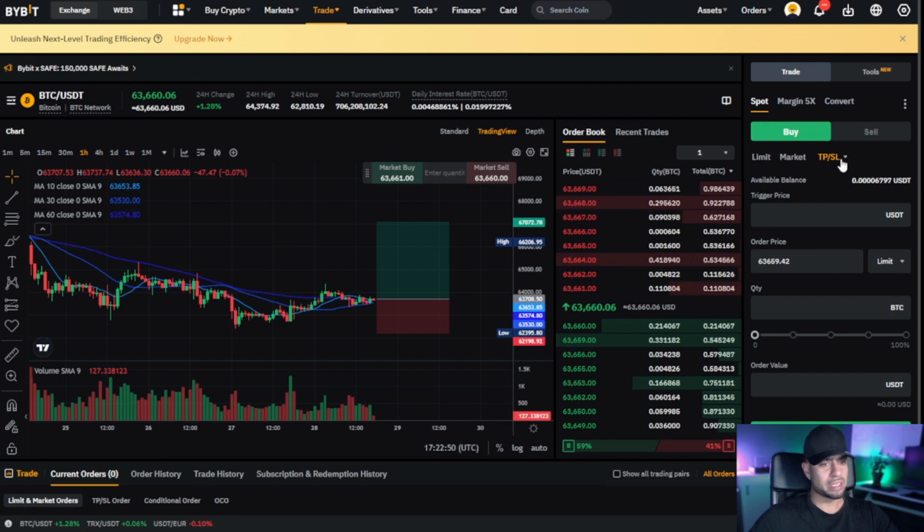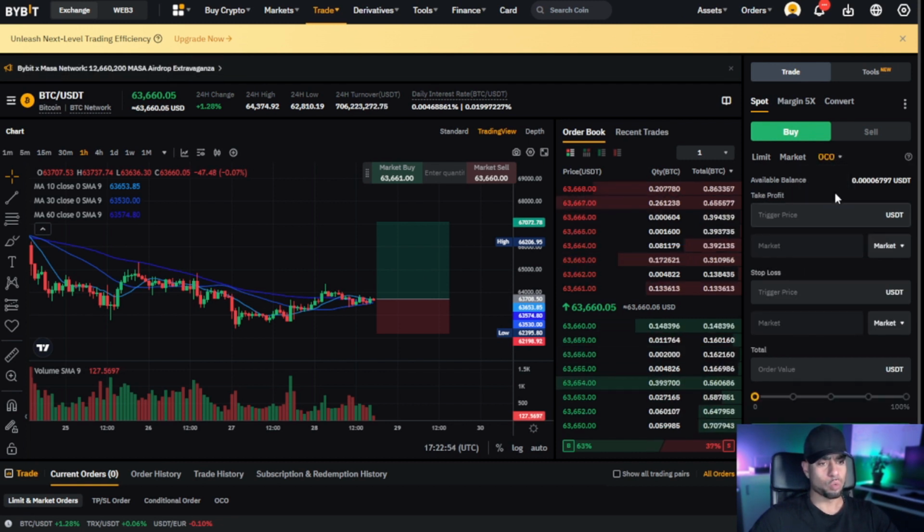Now, when you put a take profit and stop loss, I recommend you use OCO. One order cancels the other. So basically, when your take profit hits, all the other orders are canceled. Or if it hits your stop loss, same thing. Your take profit and every other order is canceled. You're out of the market. So OCO is what I recommend in this case for take profit and stop loss.